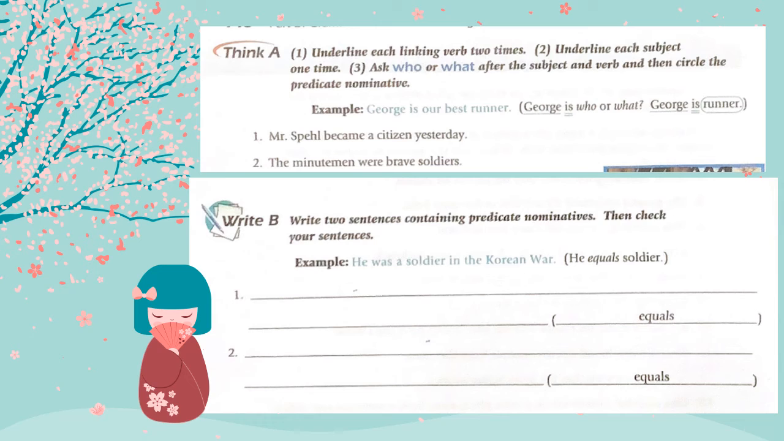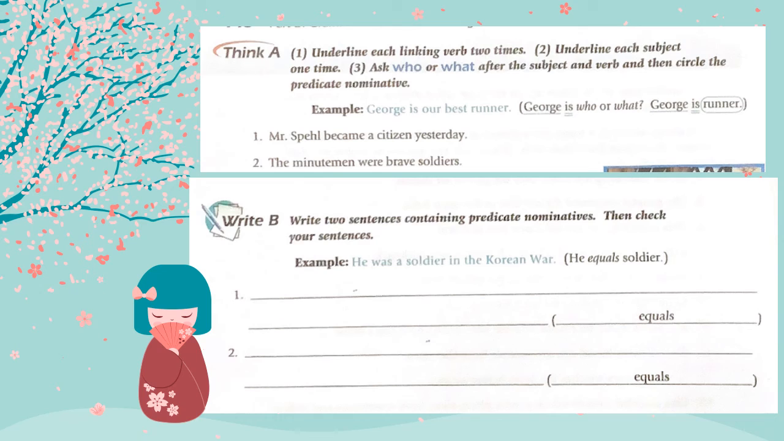Okay, this would be page 148. The first exercise, think A, says number 1, underline each linking verb 2 times. Number 2, underline each subject 1 time. Number 3, ask who or what after the subject and verb, and then circle the predicate nominative. So here, for the example, George is our best runner. What's our verb? Our linking verb is, so it's marked here. Who is? George is. George is who or what? George is runner. So you circle runner. George equals runner? Yes.